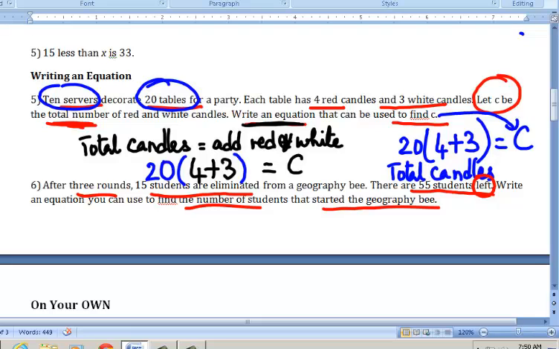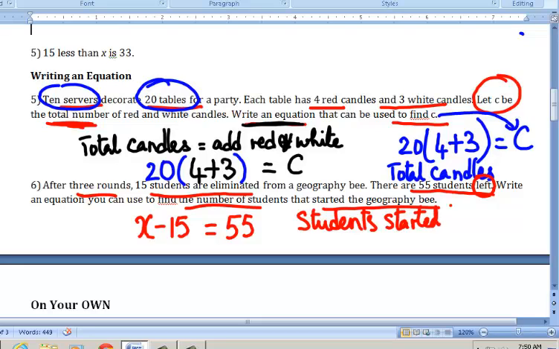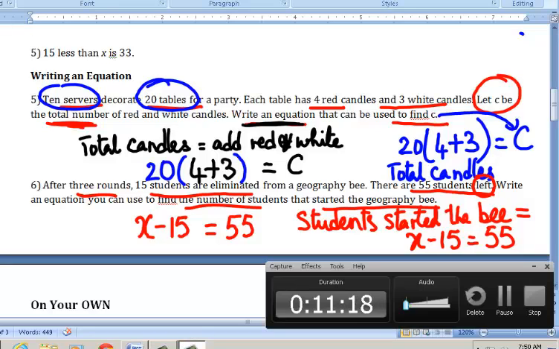Okay, 55 students are left, so I know that my answer is 55. That was equal to, and I know that 15 were taken out, so let me say X was the total number. Take away 15 gives me 55. And then I'm going to say students started the bee equals X minus 15 equals 55. Again, this final complete sentence keeps in my mind what I'm supposed to answer. All right, go ahead and do the rest of the problems, and I'll see you next class.